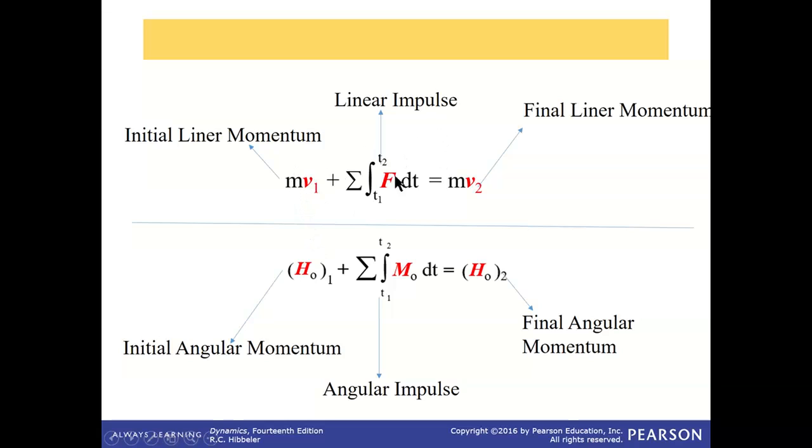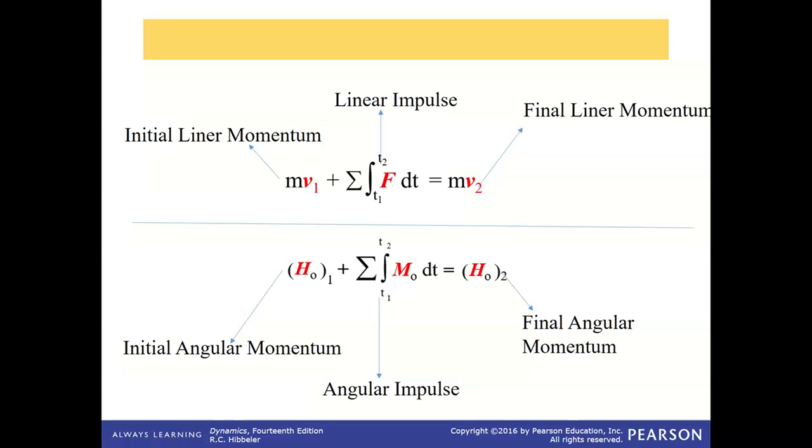So we have studied the first equation, which explains that initial linear momentum, sorry, there is a typo here, mv1, plus linear impulse is equal to final linear momentum. With similarity to angular momentum, the equation is initial angular momentum plus angular impulse is equal to final angular momentum. HO1 is initial angular momentum, integral of MO dt is the sum of all the moments integrated with respect to time, and HO2 is the final angular momentum.